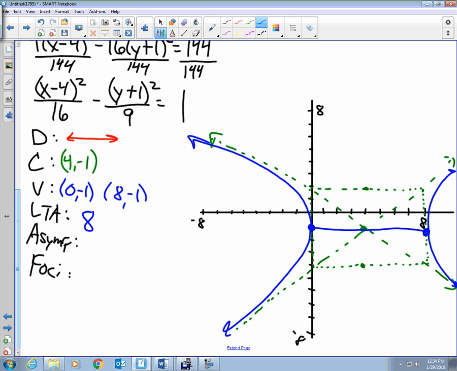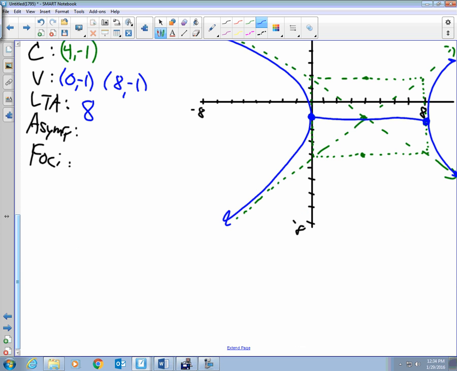The asymptotes. Please do not get this wrong on the test. I get a lot of these incorrect because people are like, I don't even know what to write. It's not that bad. y minus k equals plus or minus m times (x minus h). So y, what's the k value? -1. So we got y plus 1 equal to x minus h. What's the h value? 4. Plus or minus, how do we calculate the slope? We look at the Tanner rectangle. What's the rise? 3. Run? 4. So 3 over 4.